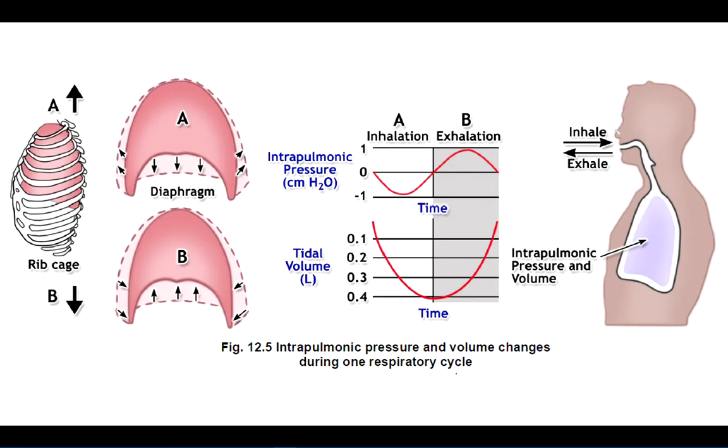As a person exhales, these expiratory muscles contract and decrease thoracic volume. And when we contract and we decrease the thoracic volume, we're increasing the intrapulmonic pressure. That intrapulmonic pressure increasing, or the phase of exhalation, results in a net movement of air out of the lungs.